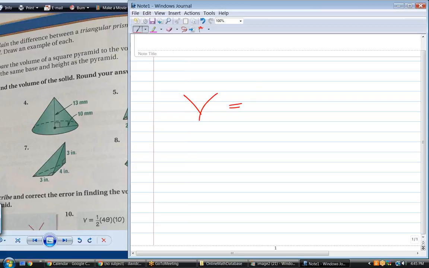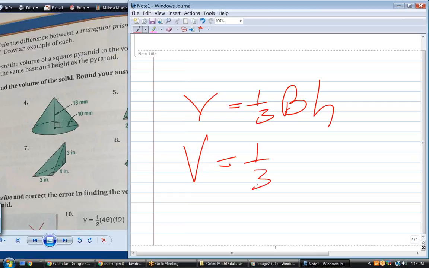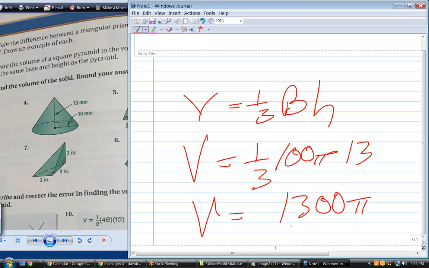Start with number 4. What's the area of the base? The area of the base is pi r squared, so that would be 10 squared is 100, so 100 pi times 13. So the total volume is going to be 1300 pi divided by 3.